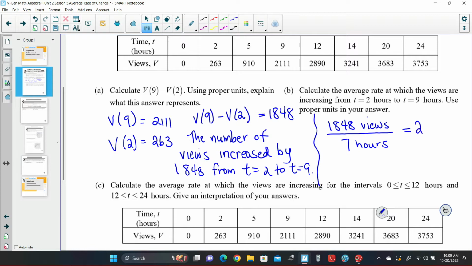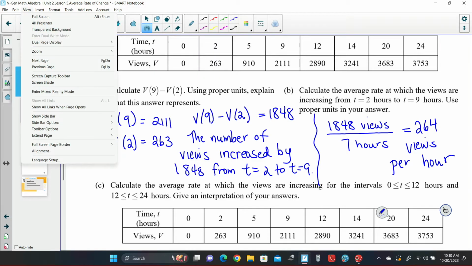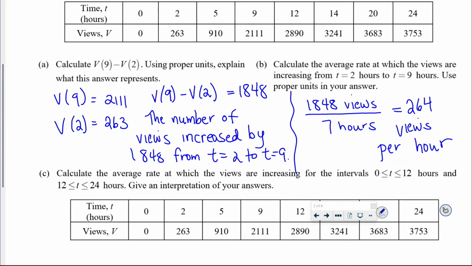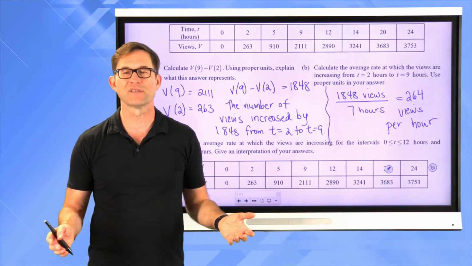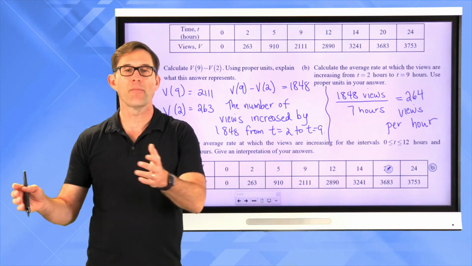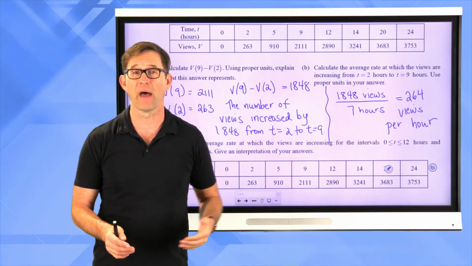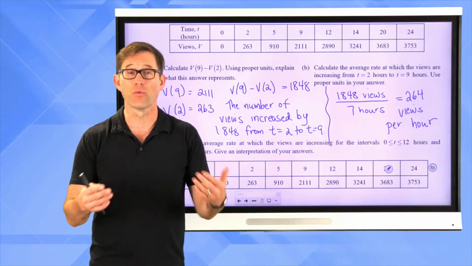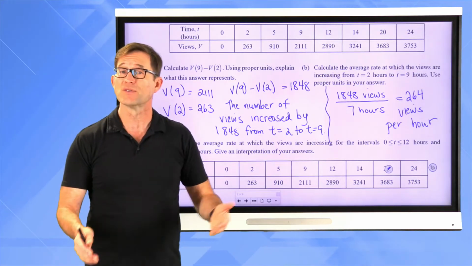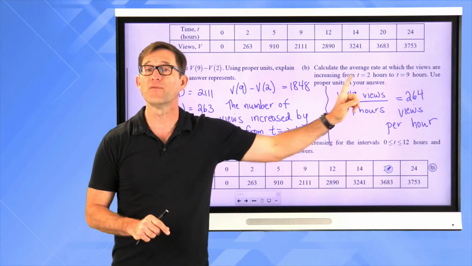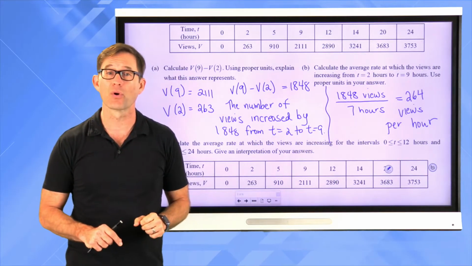So that's 264 views per hour. And this makes all the sense in the world. We figure out how much something has increased or decreased, and we divide it by how much time has passed, and then we come up with the rate at which something is changing. So the views are changing at an average rate of 264 views per hour.